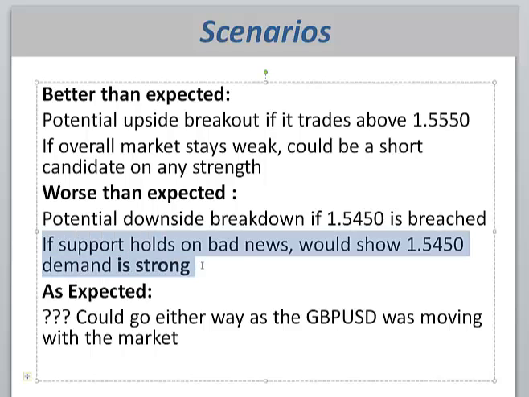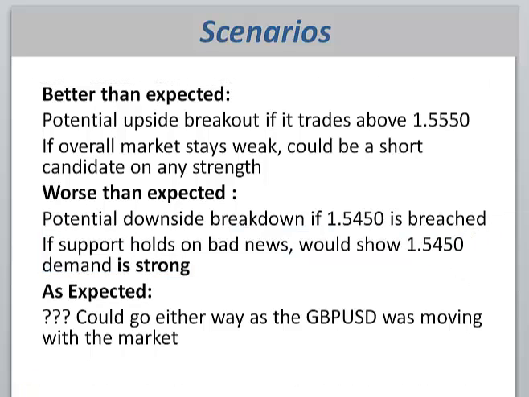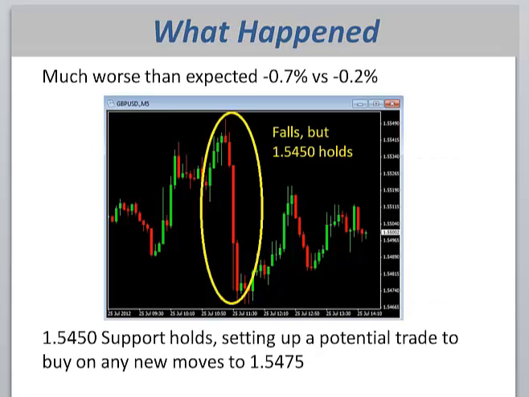So that set up our scenario here, where we wrote that if support holds on bad news, that would show that this 154.50 level is really strong. After the news came out, 154.50 held. We would have been shorting it if 154.50 broke, but since it held, that means there's a lot of demand and buyers in the market, and we'd be looking to buy on that support if we traded back down towards it. So there's a potential trade if it went to 154.75.